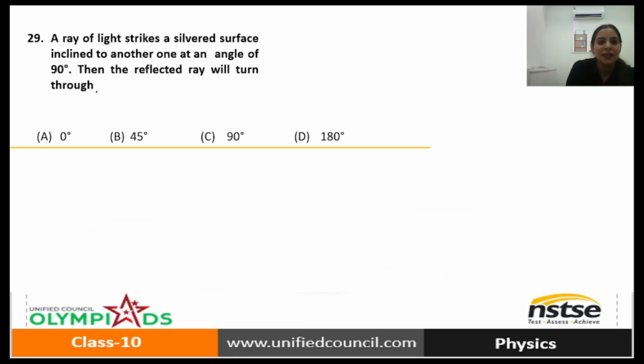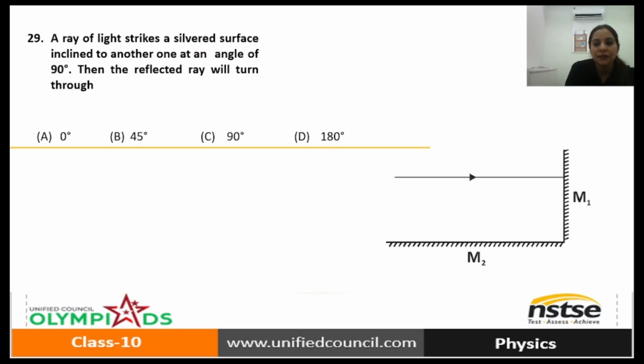The next question says, a ray of light strikes a silver surface inclined to another one at an angle of 90 degrees. Here you can see this is the mirror surface, and the ray of light strikes it at an angle of 90 degrees. We need to find through what angle the reflected ray will turn.